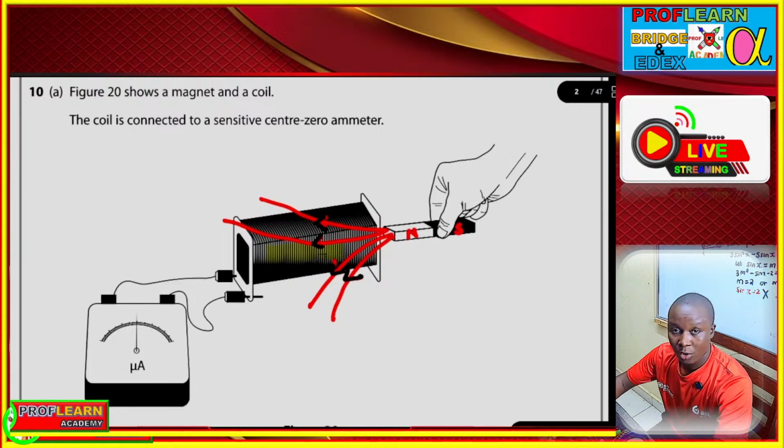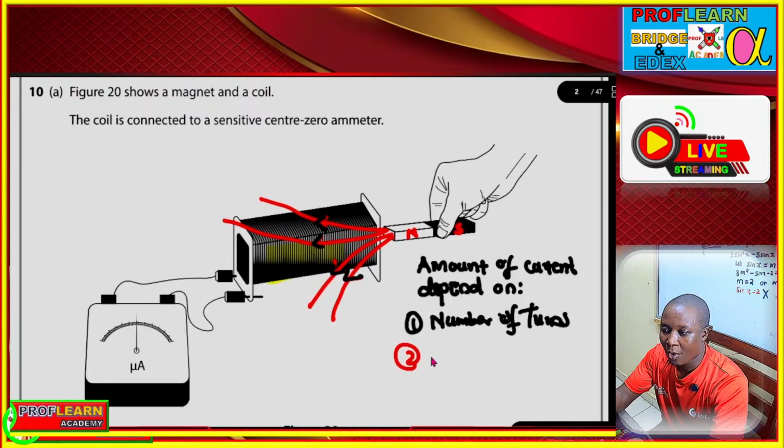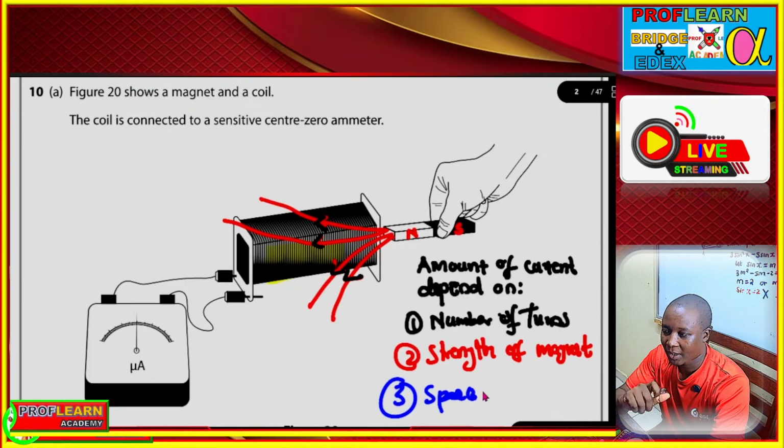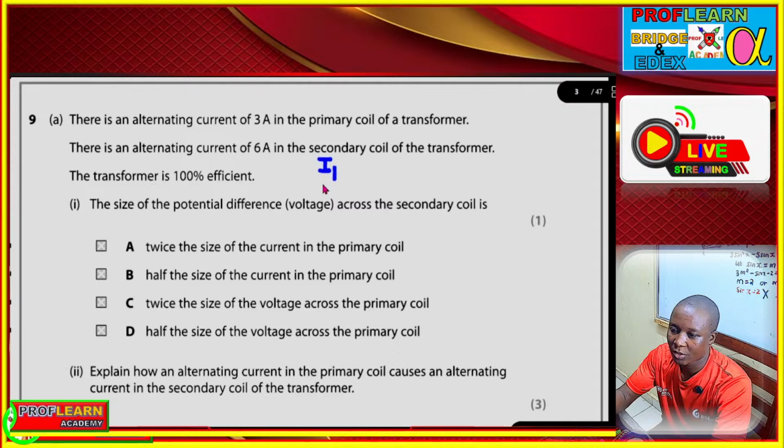I need also to mention, suppose they ask you a question, how can you increase the amount of current induced? To increase the amount of current, there are a few things we can do. Number one is using more turns, or using a stronger magnet, or you can also increase the speed at which you are moving that particular magnet in and out of the coil. Yeah, so that's what we're going to do.